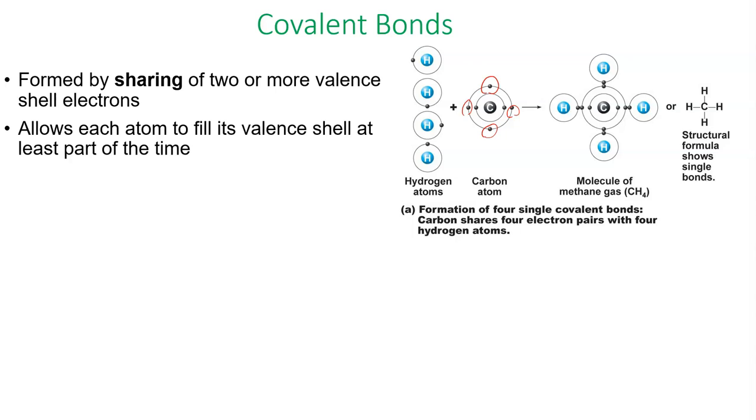In this case, we show that each hydrogen atom has 1 electron, right? And so if the carbon binds with 4 separate hydrogen atoms, then it's going to make its valence shell happy by having 8 electrons filling its valence shell, by sharing 4 of those with 4 hydrogen atoms. And this CH4 is actually methane gas.